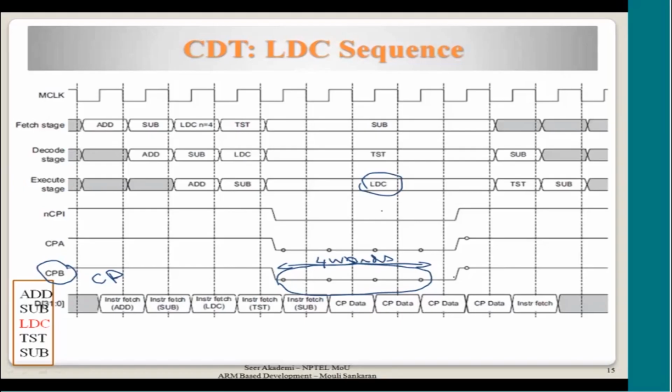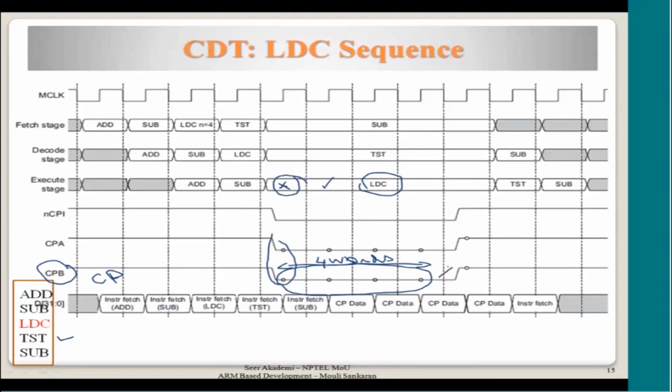By keeping it low, it informs the ARM not to go away from the LDC execution, and to continue to generate the address. Please remember, it is not similar to CDP, where once somebody has accepted it, the ARM can go on. Here the ARM cannot go to the next instruction because the ARM has the job of generating the address. So it cannot throw this LDC out of the execute stage and take the next instruction. It will be able to generate the address only when this LDC instruction is in the execute stage of the ARM pipeline. So the LDC instruction will continue to be in the execute stage of the ARM till this busy goes high.